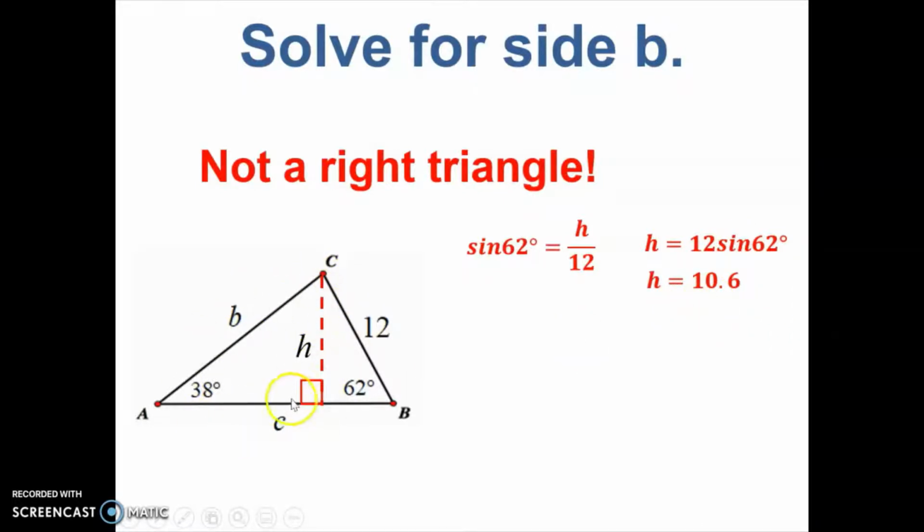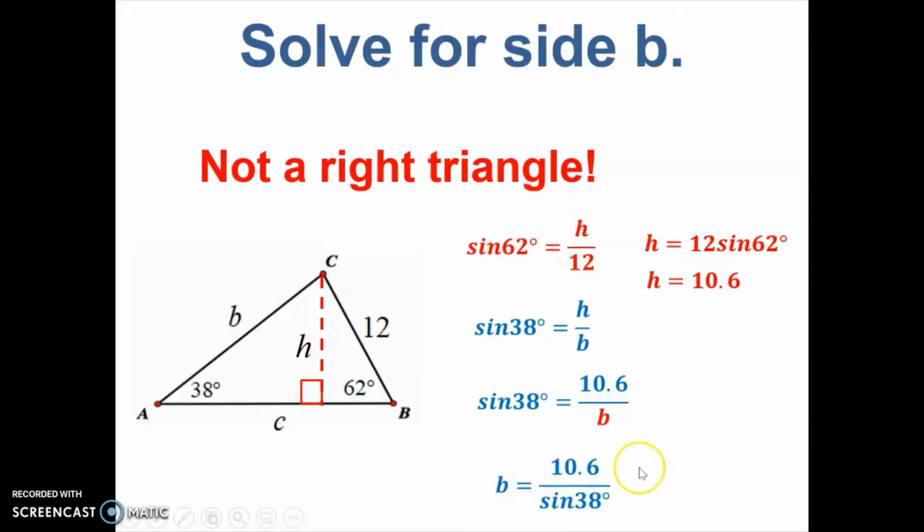Now use that value in this triangle to solve for b. All right, using sine again, sine is opposite, that height that we just found, over hypotenuse, which is the b side we're looking for. Solving for b here, we can rewrite it like this. So you see how we took a non-right triangle, made it into two right triangles, and it allowed us to solve something we needed.